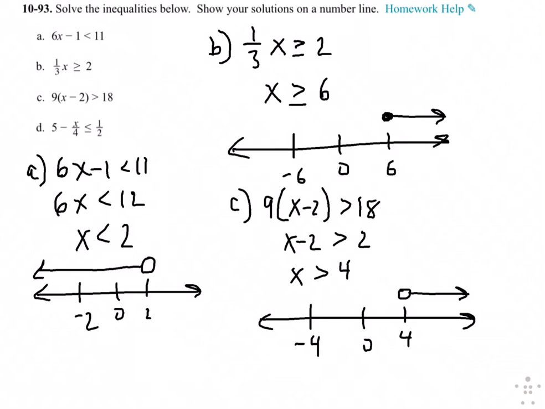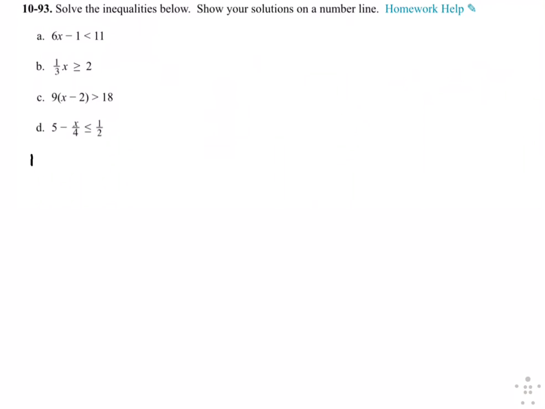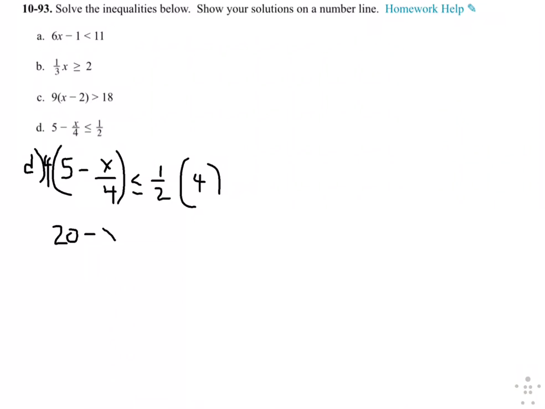And the last one, let me make space. D, we have 5 minus x over 4 is less than or equal to 1/2. I'm going to multiply both sides by 4, right? So we get 20 minus x less than or equal to 2. Now I'll subtract 20, and I get negative x is less than or equal to negative 18.